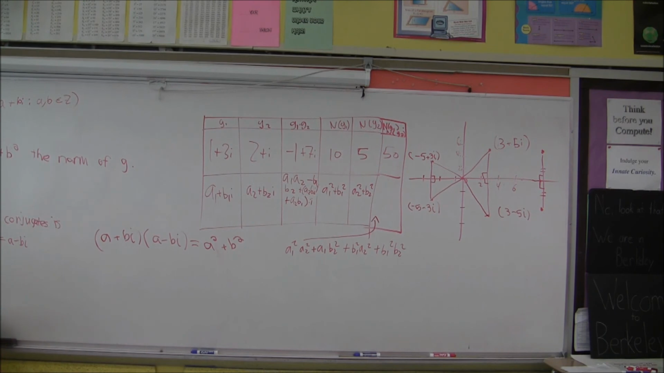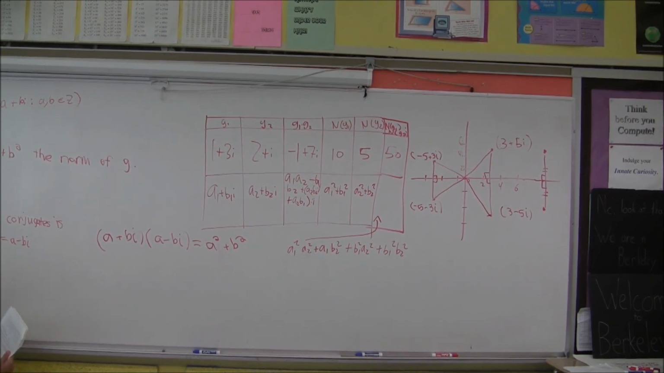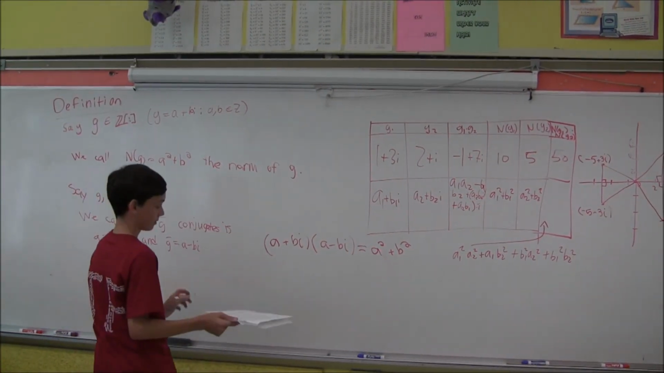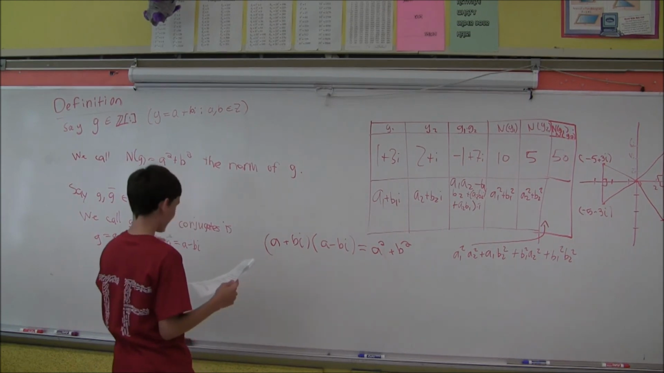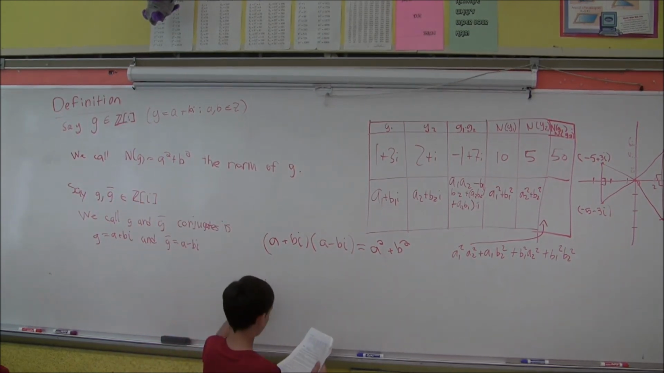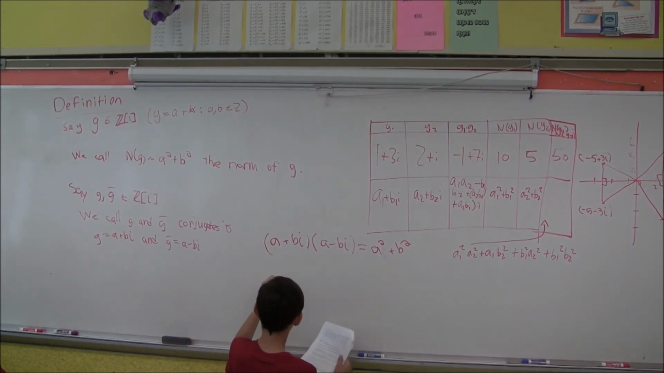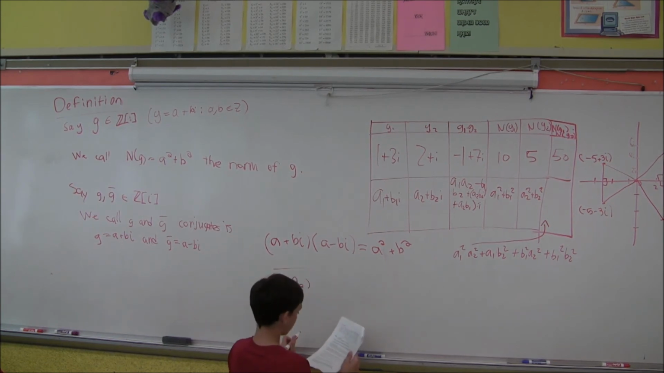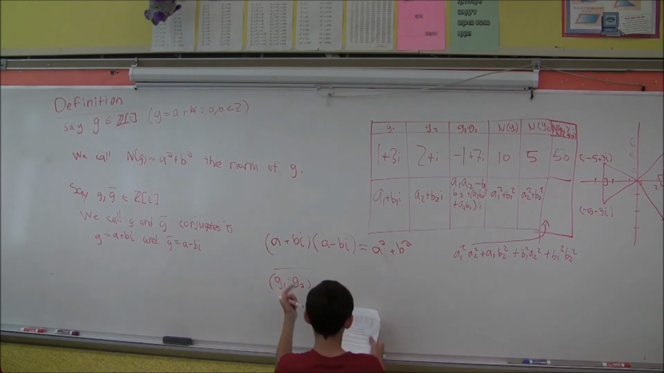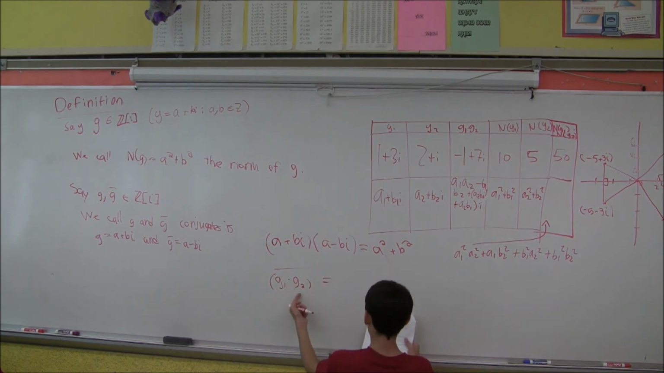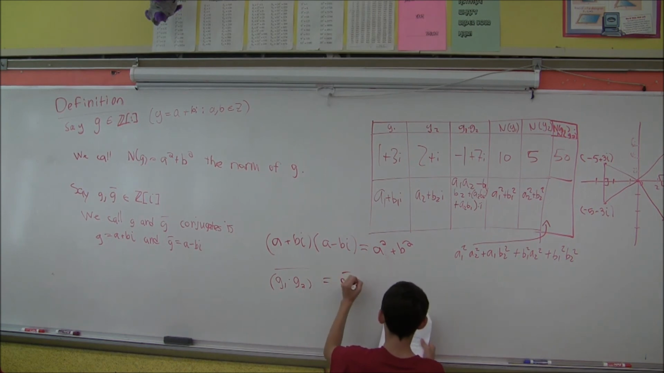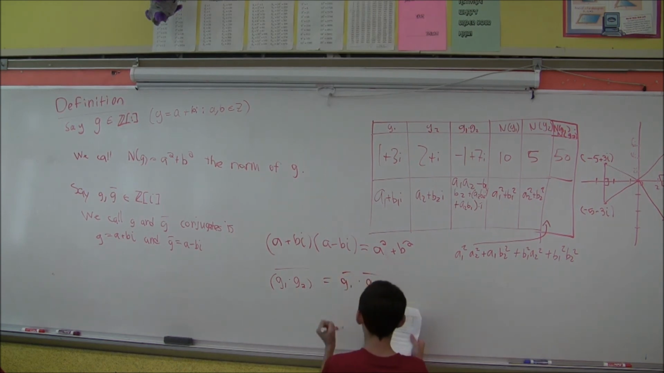Now proving it... you're not quite there yet. Show that the conjugate of the product is the product of the conjugates. Yeah, well, you're right. So you take the conjugate of the product, it should equal the product of the conjugates. And so we did prove that.